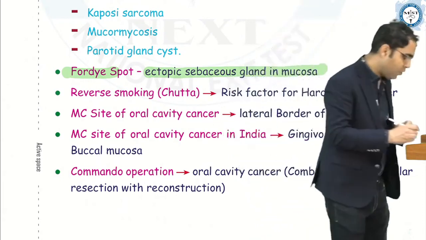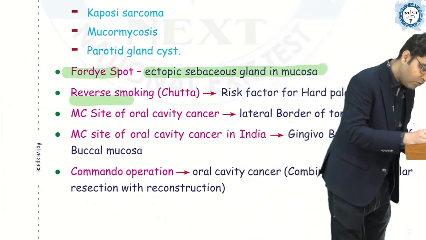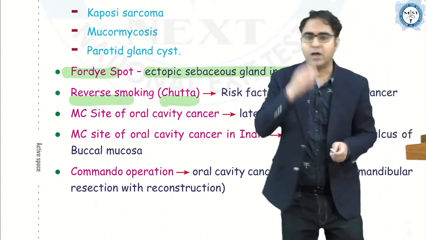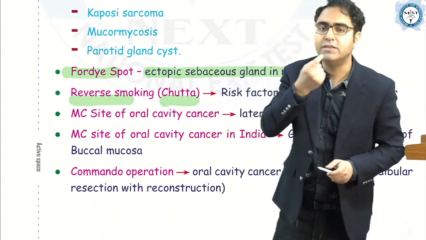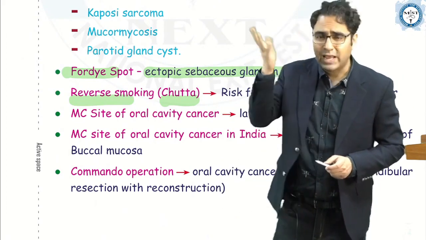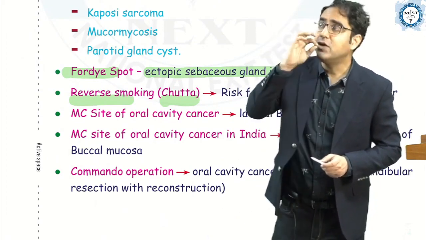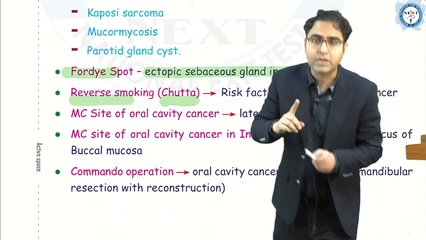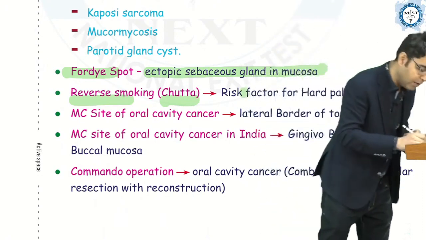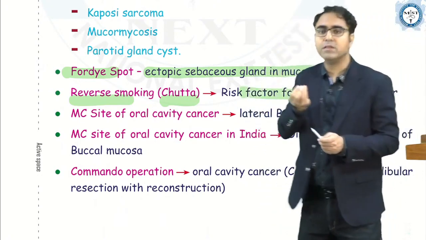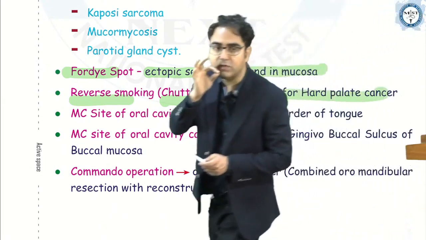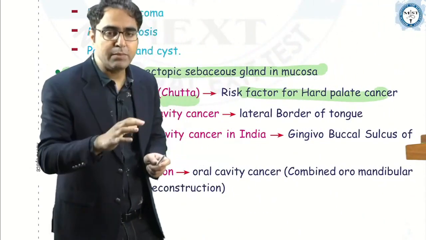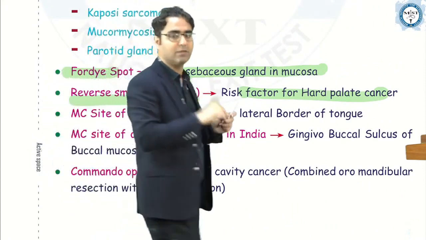Okay, reverse smoking is chutta. Reverse smoking means the burning side of the cigarette is inside the mouth. Oh, people are crazy. The burning side of the cigarette inside the mouth is a risk factor for hard palate cancer, beta. Why? The fuming heat will irritate your hard palate, and that can be a risk factor for hard palate cancer.